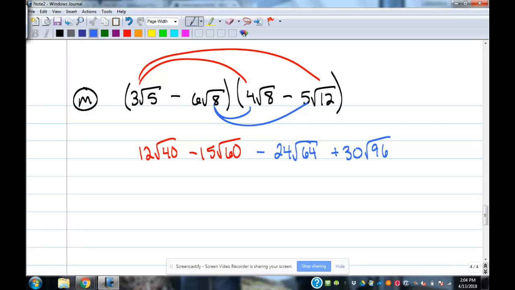Now, are any of those like terms to begin with? Radical 40, radical 60, radical 64, 96. They're all different. So I've got to break them down and see if any of them end up being that way. So 40, break 40 down. 8 and 5, 4 and 2. I made an 8. Getting close to the edge, it doesn't pick up real good with the pen. So there's a pair of 2s. So what's that going to turn into? 2 radical 10. So it'll end up being 24 radical 10, right?